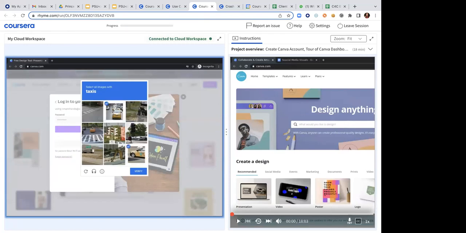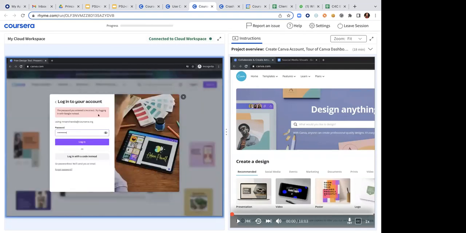So what I'm trying to do is I'm just logging into my Canva account because I already have one using this cloud workspace, and then I can basically start practicing the tool.